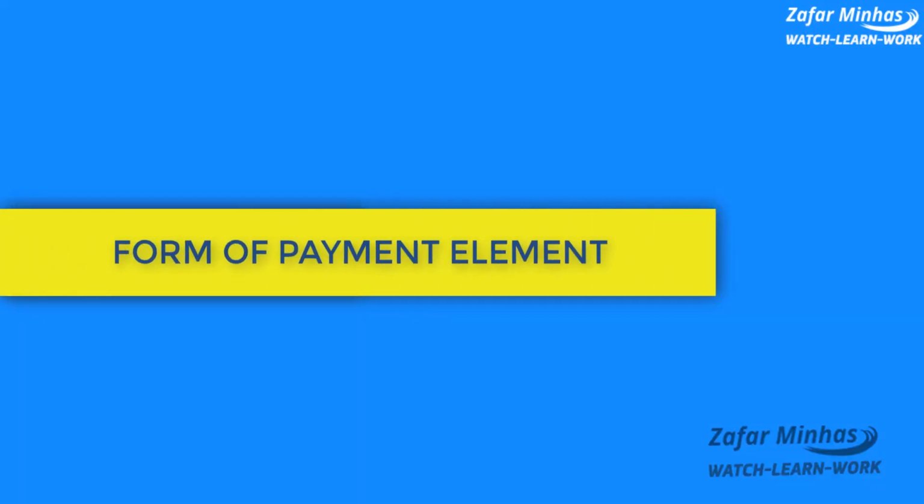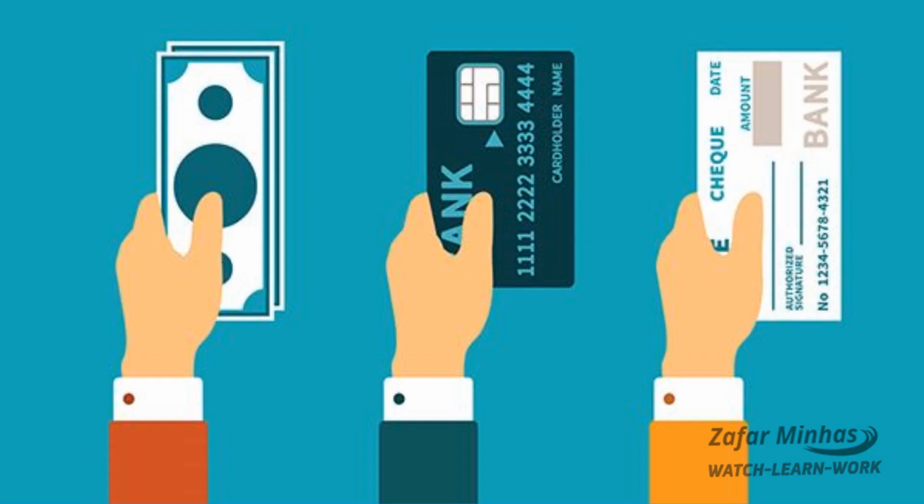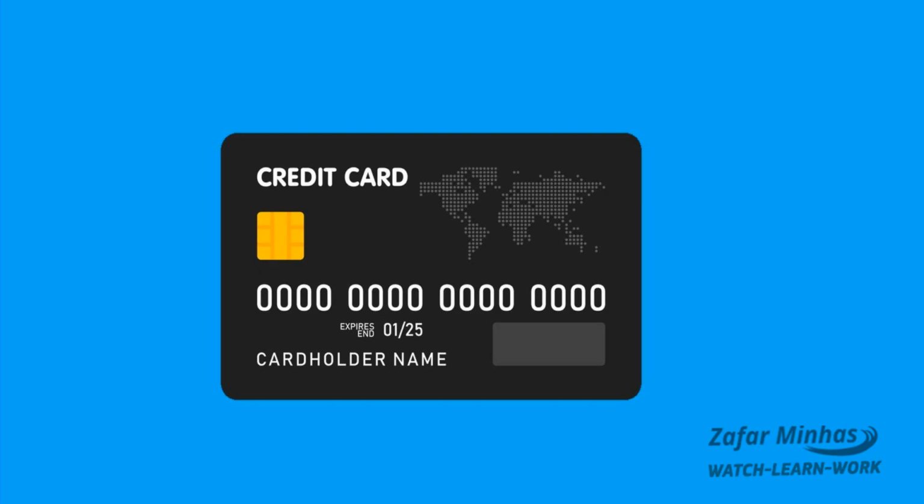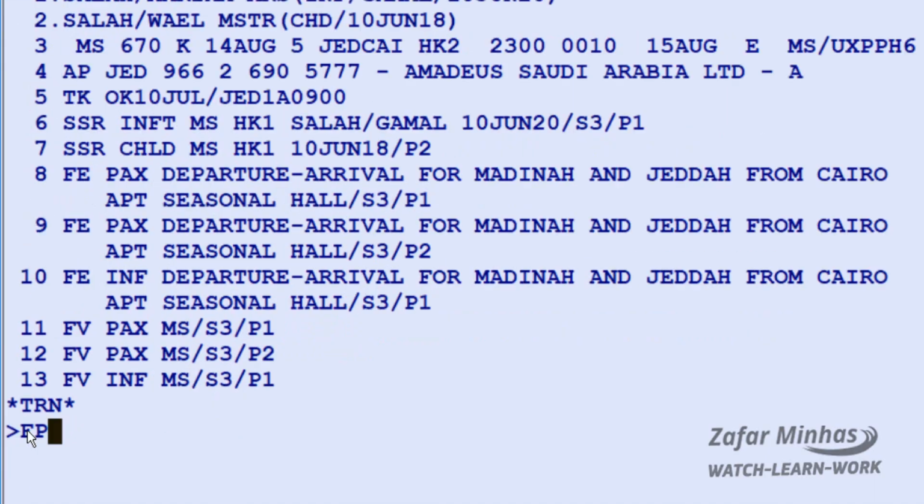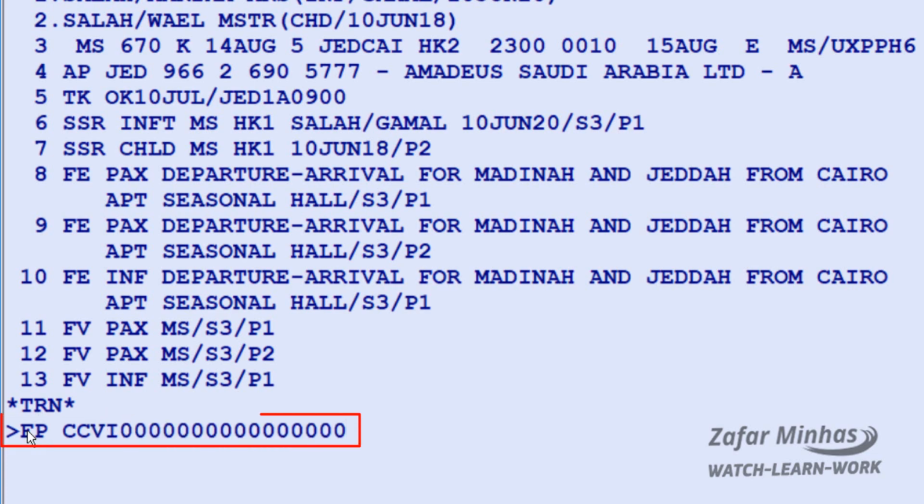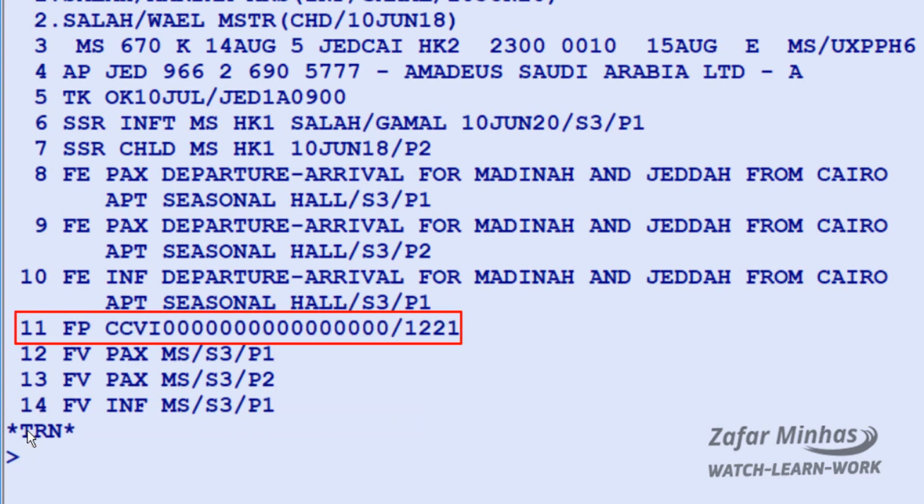Second ticketing or fare element is to add form of payment, which indicates how the passenger has paid for the ticket. In case your passenger is paying by Visa credit card, use FP form of payment transaction followed by CC credit card indicator plus VI Visa card company 2-letter code followed by credit card number / expiry date 12/21/12 for month of December 21 2021 year. Enter. Form of payment element has been added.